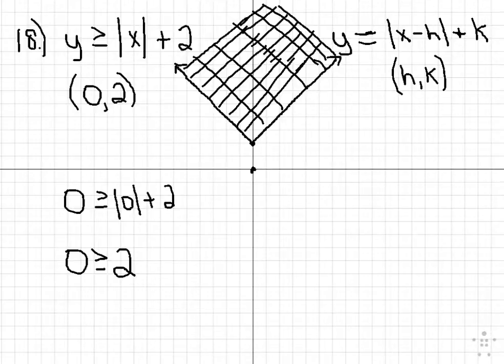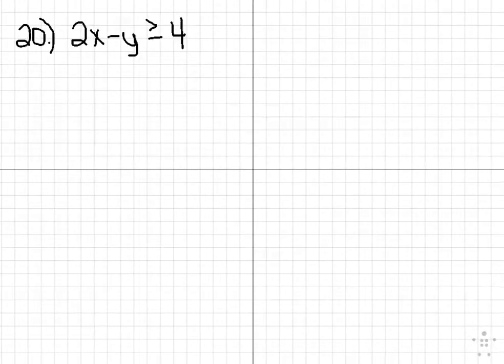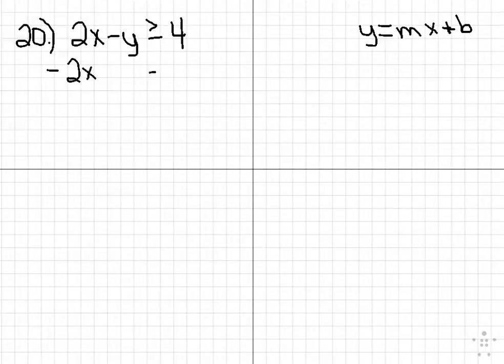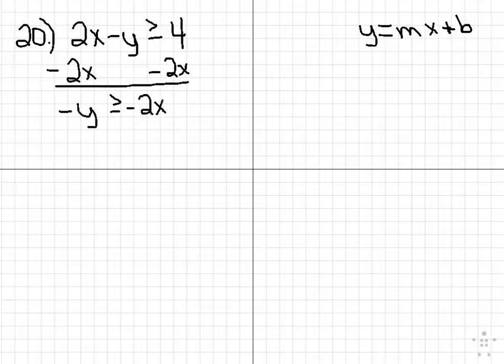Moving on to question number 20. Again, we're to graph. So if we're going to graph this, I want to put it in a graphing form or slope-intercept form. We're always going back to this. y equals mx plus b. And just treat this inequality like it's an equation. So I want to solve for y. So subtract my x's, and I get negative y is greater than or equal to negative 2x plus 4. I want to make this positive, and that's going to switch my inequality symbol. We change all the signs.